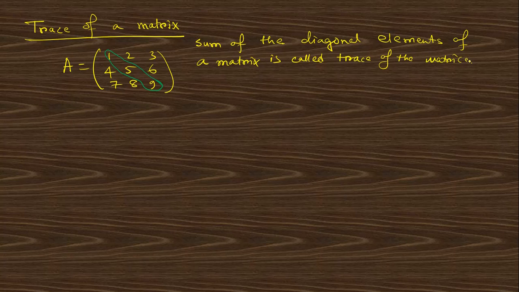So trace is nothing but the sum of the diagonal elements. Here the trace of this matrix can be written as Tr. The trace will be 1 plus 5 plus 9, that is 15, which is the trace of this matrix. Okay.